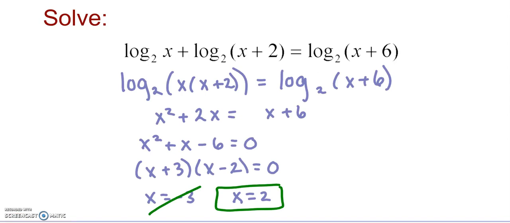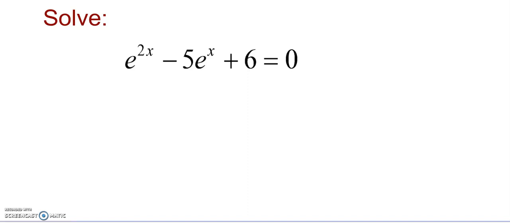Okay, so I started by condensing the logs, and what I noticed is that on each side I get a single log on both sides. Both of them have a base of 2, so I'm actually able to set their inputs equal to each other and then solve that quadratic. Once again, I do have an extraneous solution of -3. Think about if I were to plug that back in. So I have one solution, x equals 2.